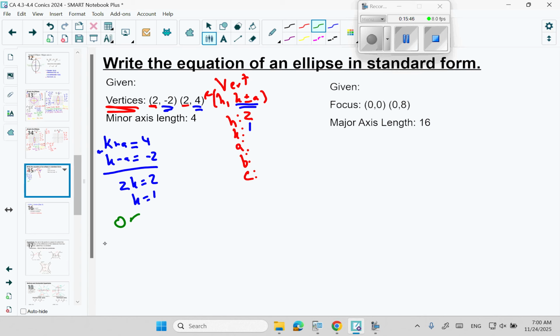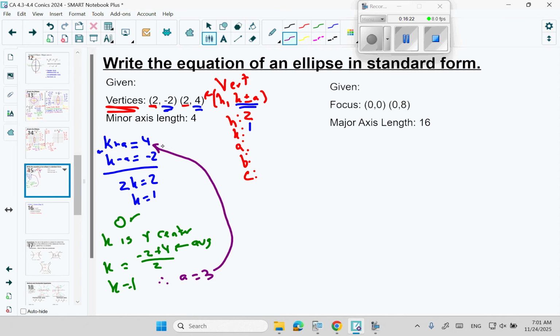Or you could recognize that K is the Y center, which means K has to equal the average of both those values. It has to be right in the middle. So -2 plus 4 is 2, divided by 2 still gives us K equals 1. From there, I can just understand that if K equals 1, therefore A has to equal 3, because, for example, 1 plus 3 equals 4. All that should make sense.